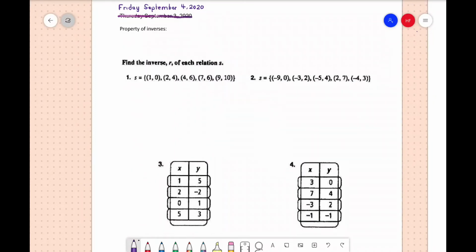Hey guys, so for today's notes, we're doing properties of inverses. So we started inverses yesterday, and today we're going to find the properties. So we know that one of the properties is, if f of g of x equals x and g of f of x equals x, then f and g are inverses.